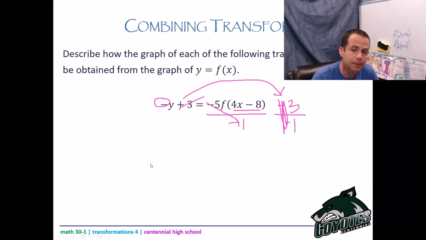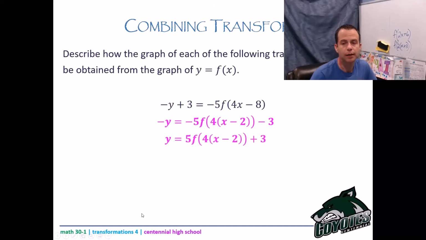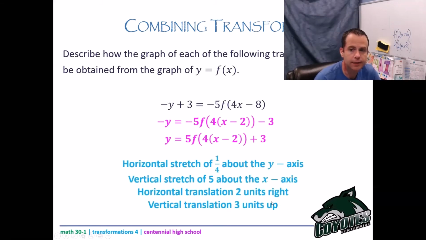So my cleaned up simplified version here is actually going to be y equals 5 f of 4 bracket x minus 2, and then we're going to go +3 at the end. So now, 1, 2, 3, 4 statements you're going to make for this guy as well. Pause me and write them down. And the statements that you've made are horizontal stretch of 1/4 about the y-axis, a vertical stretch of 5 about the x-axis, and then 2 to the right, horizontal translation 2 units right, and vertical translation 3 units up.